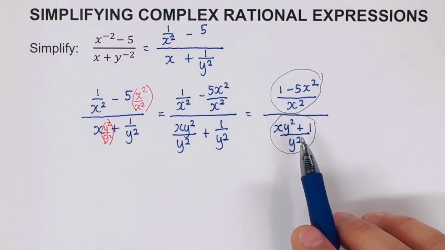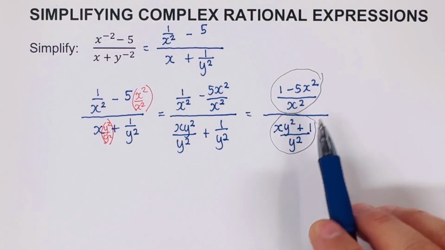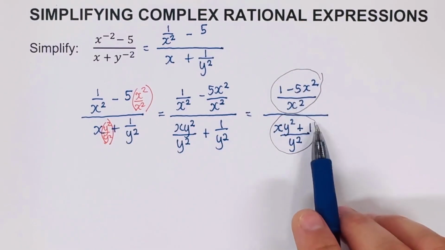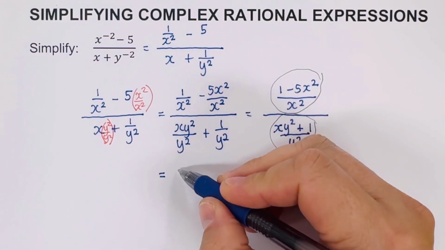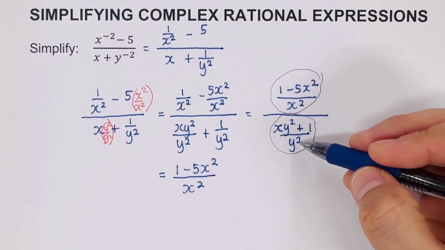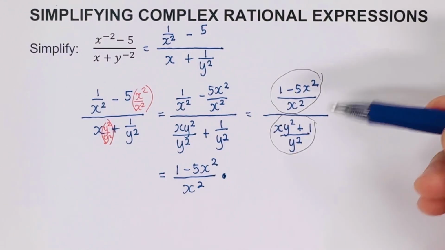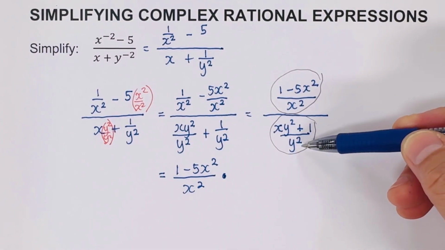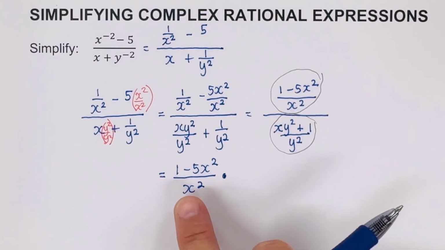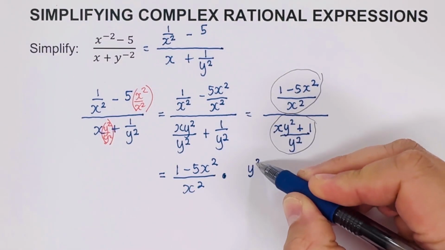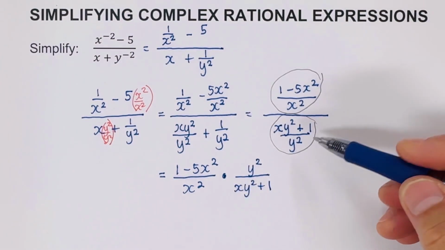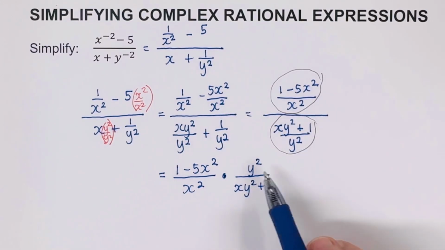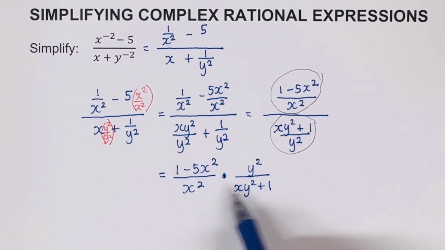Please notice that this is an example of a complex rational expression because the numerator is a fraction and the denominator is a fraction. To do this, we're going to copy the numerator first. Now, what we do is we are going to multiply by the reciprocal of the denominator, meaning we are going to flip this and we multiply it to the first. So this would come out y squared over xy squared plus 1. So what I did was I flipped the denominator. Now, I would have to multiply these two terms together. So the answer would come out.